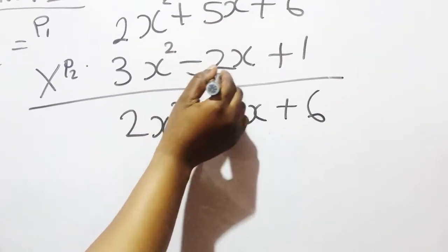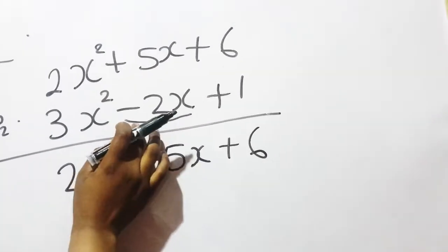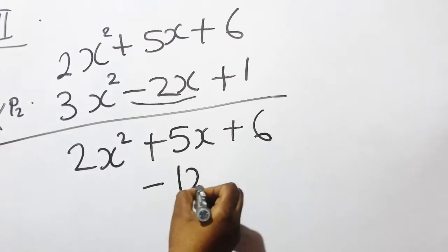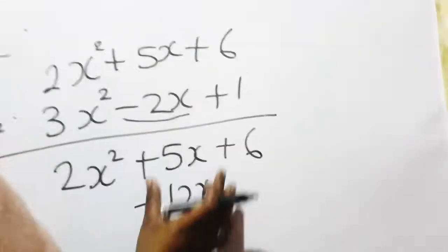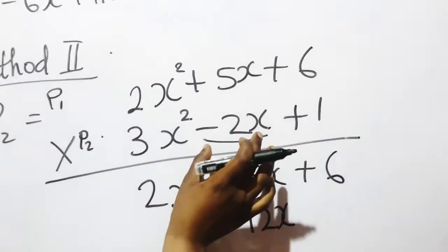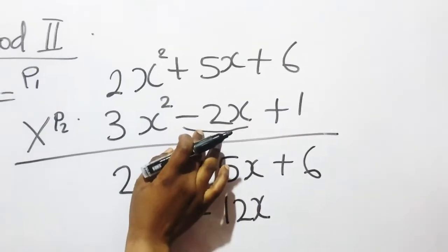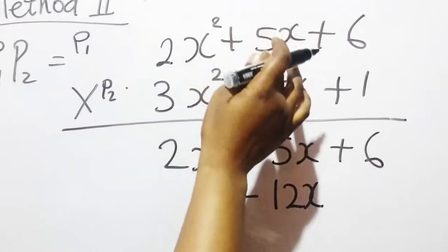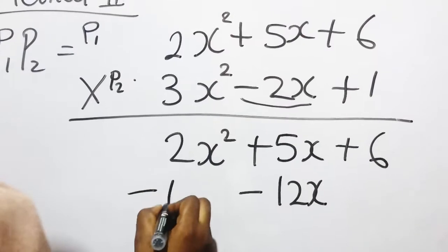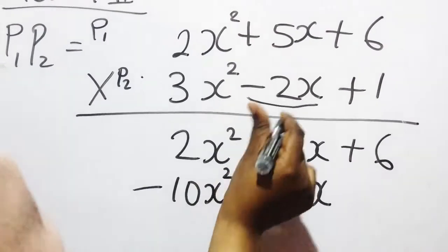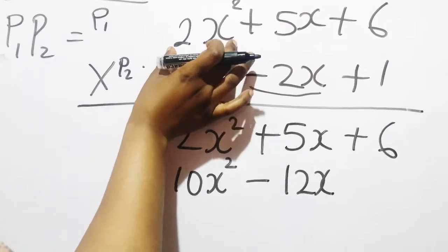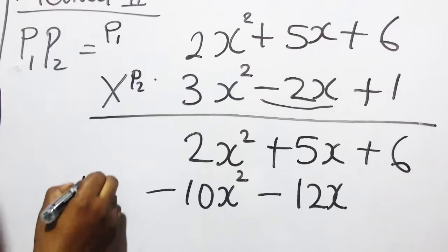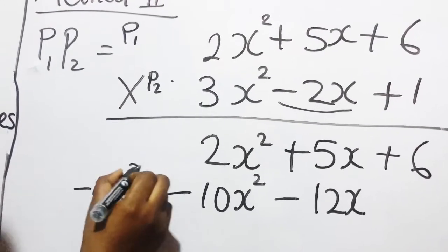So we are taking minus 2x now. Minus 2x multiplied by 6 gives minus 12x. So you are going to put each under each value. So minus 2x multiplied by plus 5x gives minus 10x squared. Minus 2x multiplied by plus 2x squared will give me minus 4x raised to power 3.